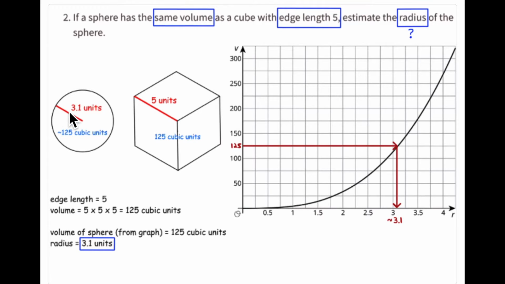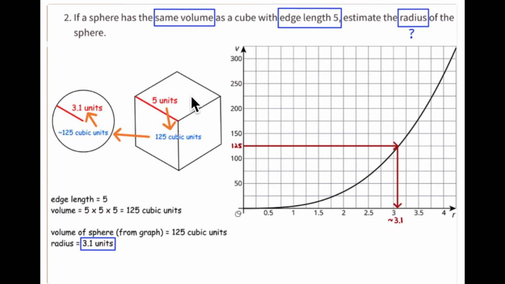So this radius is 3 1/10 units. And so the thinking was that if I know the length of the edge of the cube, I can figure out the volume of that cube. And this sphere has that same volume, 125 cubic units. And so I can use that 125 cubic units of the sphere, use the graph, and get an answer of 3 1/10 units for the radius.